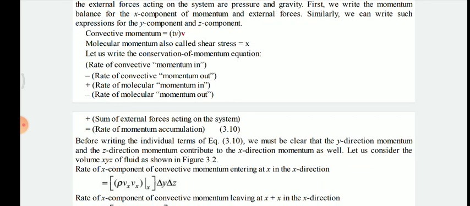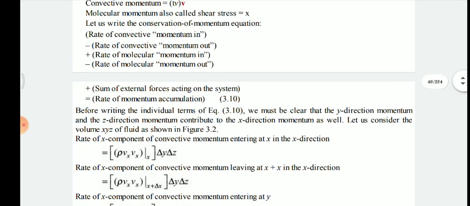First of all, we name this equation number 3.10. Before writing the individual terms of 3.10, we must be clear that the y direction momentum and z direction momentum also contribute to the x direction momentum. The x coordinate we are considering is also affected by the y and z directions. So let us consider the volume of xyz of fluid as shown in figure 3.2.